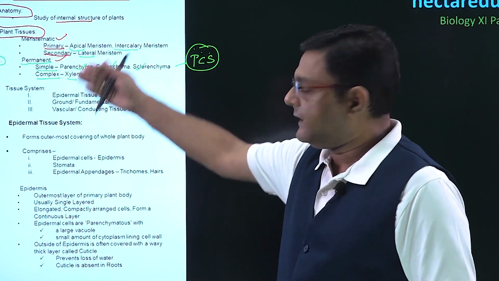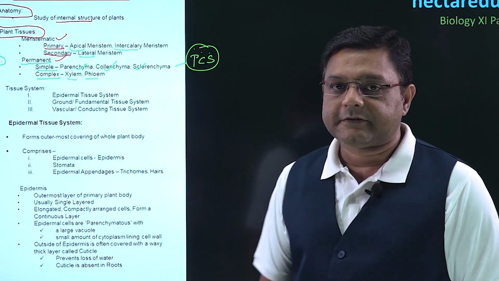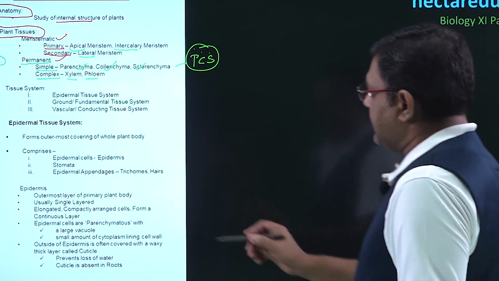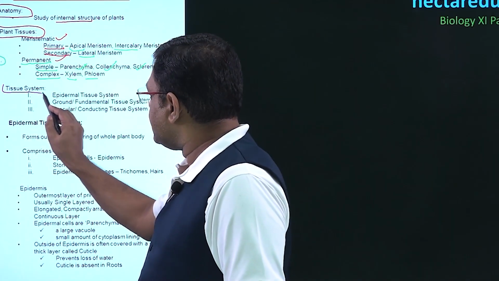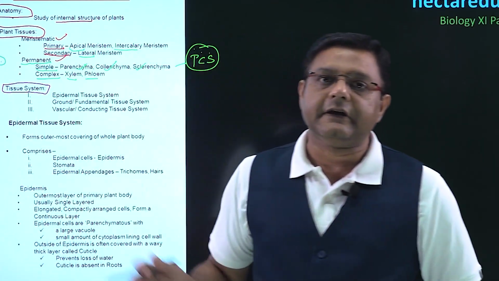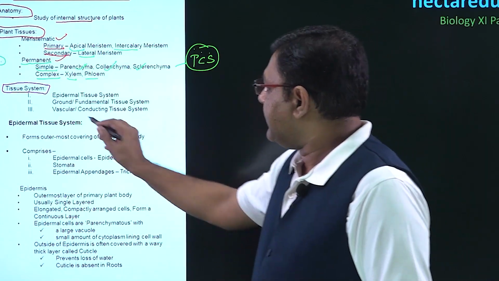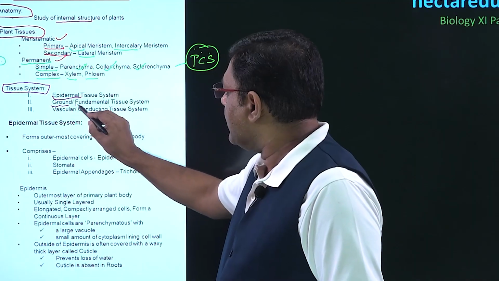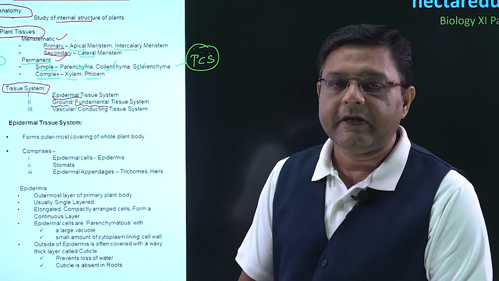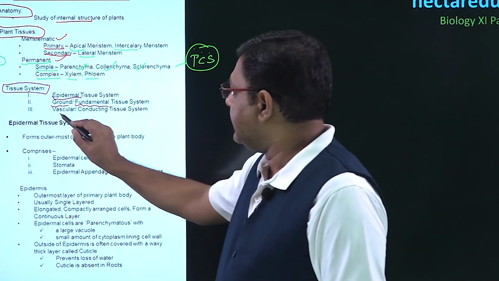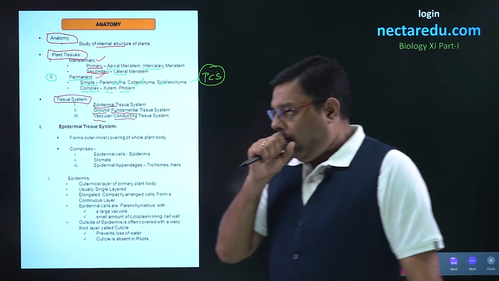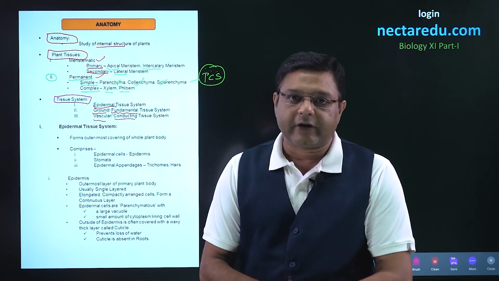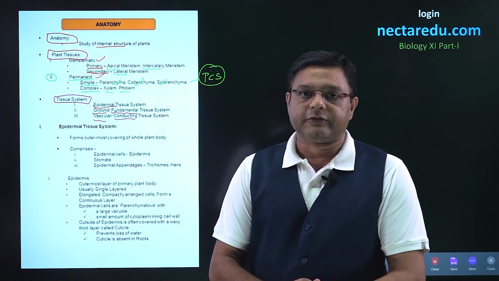Now, these tissues will form the tissue system. So, we will look into the tissue system in detail. If we talk of tissue system, it is divided into three parts. The first is epidermal tissue system. The second is ground, also called fundamental tissue system, and the third is vascular or conducting tissue system. First, we will be looking into the details of epidermal tissue system.